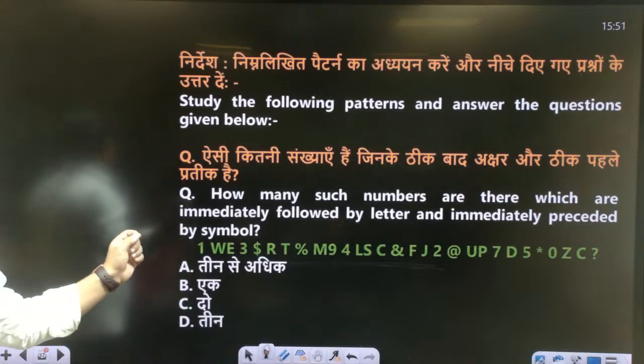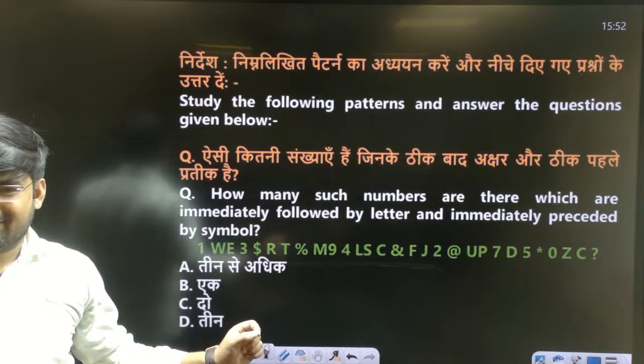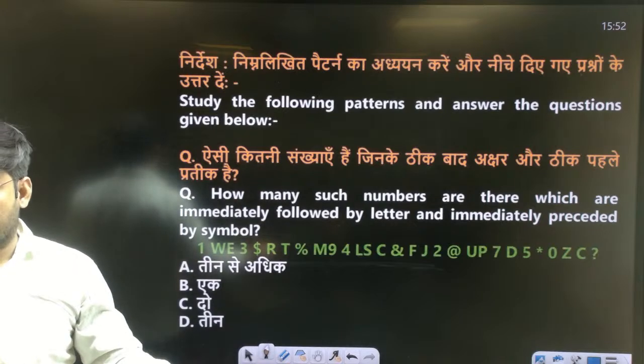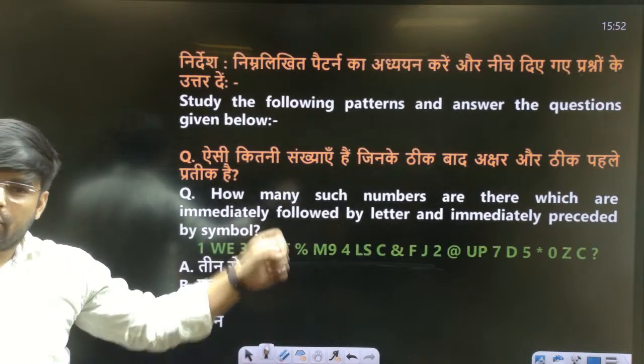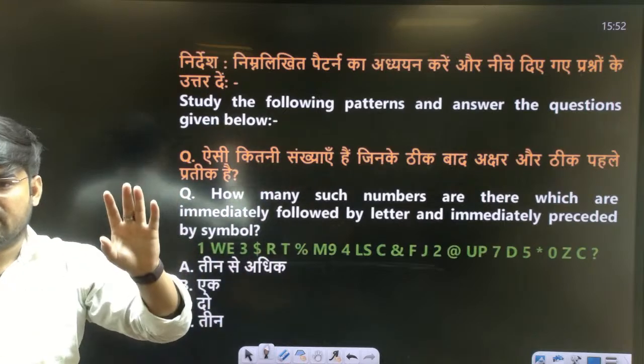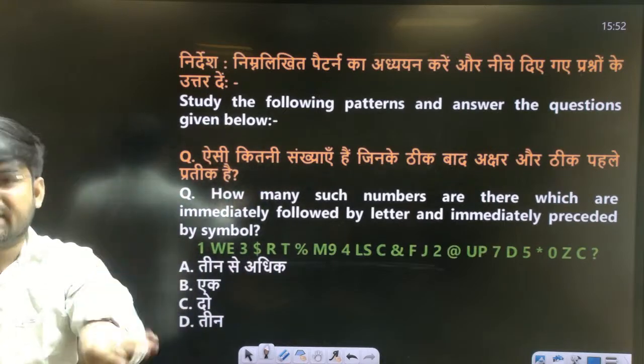This one is the typical banking question. In every banking examination, this type of question is always asked, in every shift, every exam, every day.